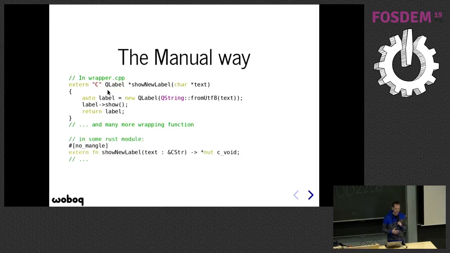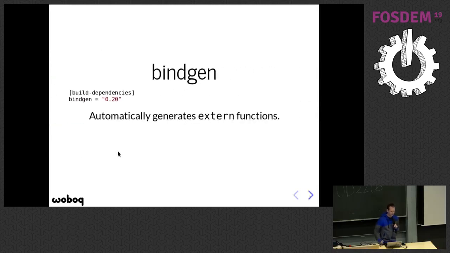And on the Rust side, we need to write these extern functions, with the same name, don't forget the no_mangle here, and the types there need to match the Rust equivalent. Some of the things we can automate, for example, once we have created those extern "C" functions, we can automatically create those declarations. There is a tool called bindgen, and it can automatically create those extern functions from a header file.